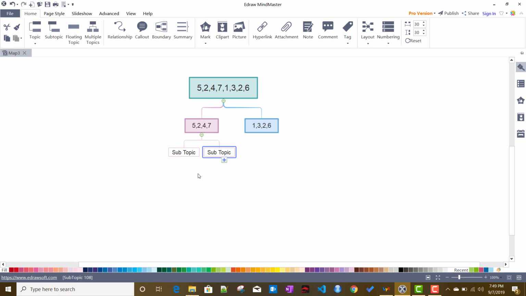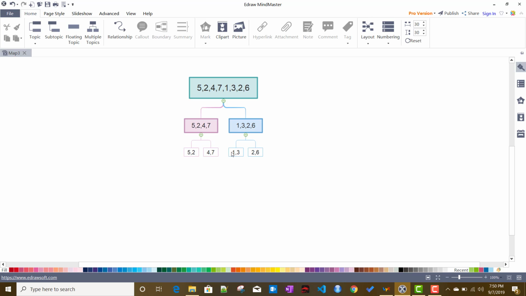So we have 4 elements over here, right? I can divide it into 2. So I will say 5 comma 2 in one array, 4 comma 7 in another array over here. For this one also I can break it into 2. One will be 1 comma 3. The next one will be 2 comma 6 over here, right?